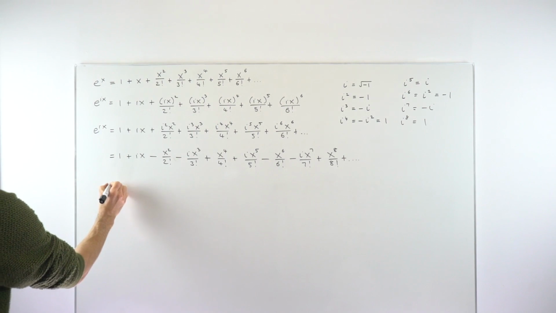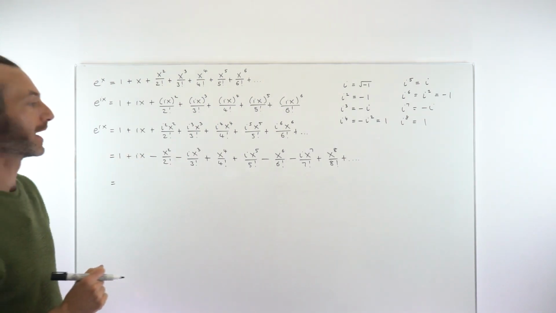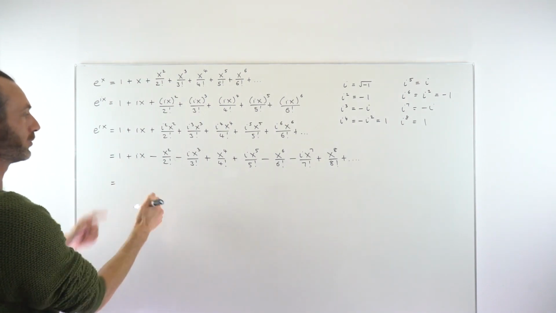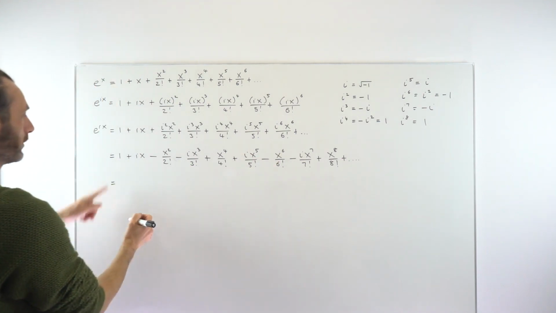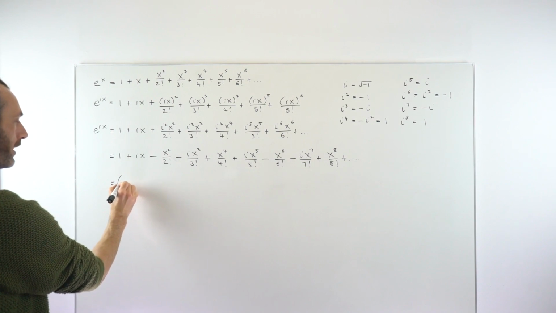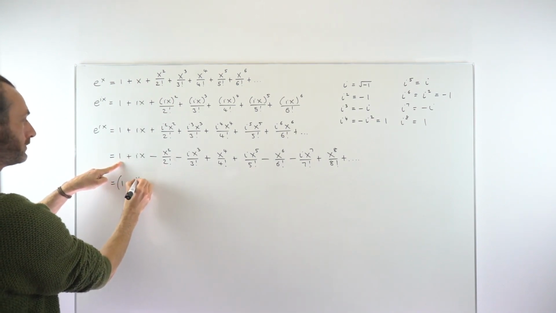Okay, so notice that some of these terms have got i's in them and some of them don't have i's in them. What we want to do next is pull those terms apart. So we're going to pull the terms that don't have an i and the terms that do have an i apart. So let's start with the ones that don't have an i. I'm just going to sort of put these in a bracket, I guess, to separate them. So we've got this guy here and this guy here.